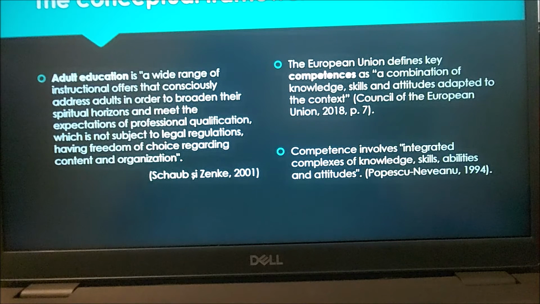The key concepts of the paper are as follows: adult education, adult learning, skills and training needs. In the view of Schob and Zenke, adult education represents as wide a range of instructional offerings that consciously address adults with the aim of broadening their spiritual horizon and fulfilling expectations of professional qualification, which is not subject to legal regulation, having freedom of choice in terms of content and organization.